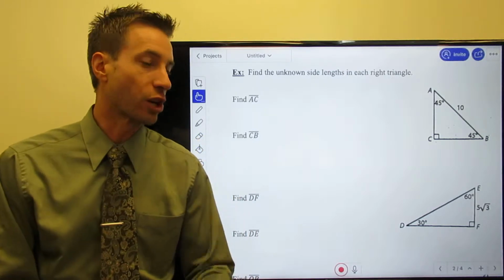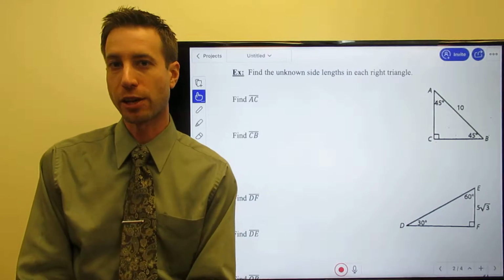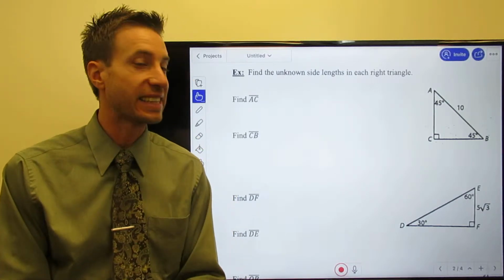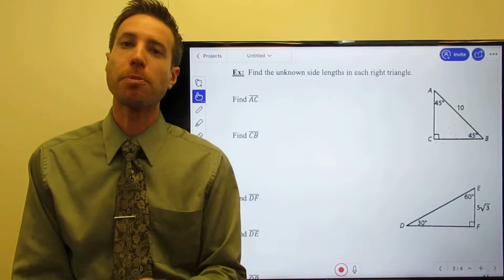What we're going to do now is use the ratios for the special right triangles we just looked at on the previous page to help us find the unknown lengths for some of the sides, right? Now, a couple of quick things.